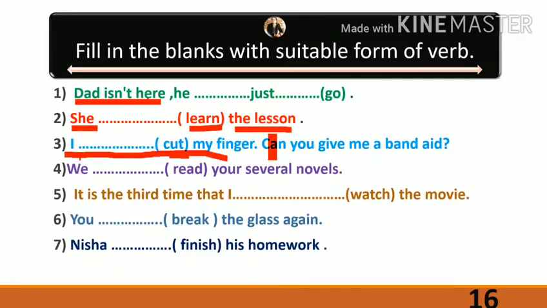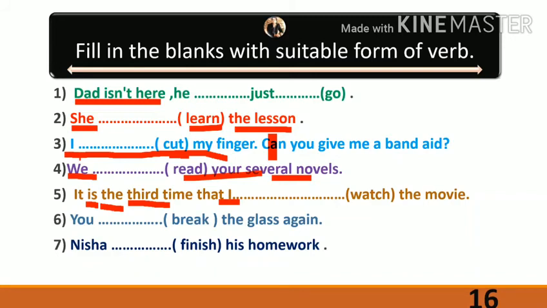Then if we talk about the fourth example, "We dash read several novels." It means the number of times you did something. We have studied in this rule the number of times. So "We have read several novels" is again present perfect tense. If we talk about the fifth example, "It is the third time that I dash watch the movie." When we talk about the third time, first time, second time, these are expressions, and with these expressions we always use present perfect. So its answer should be: "I have watched the movie."